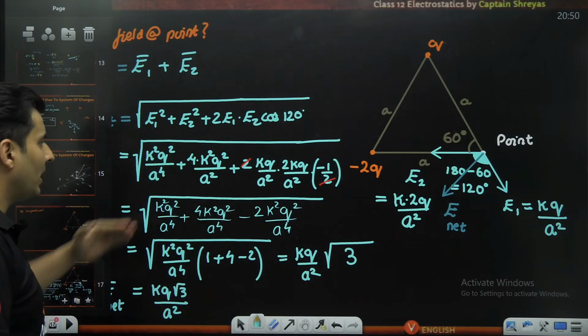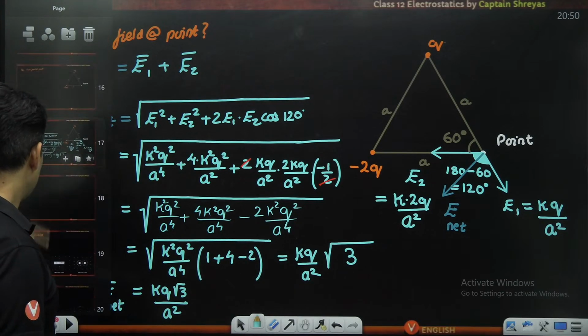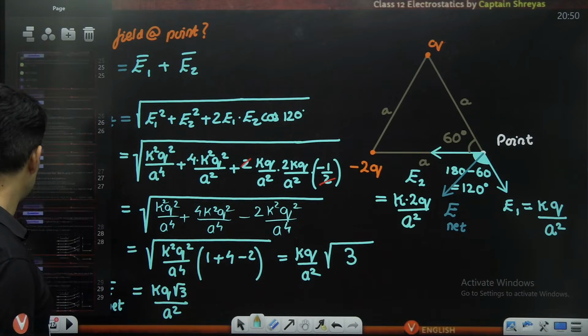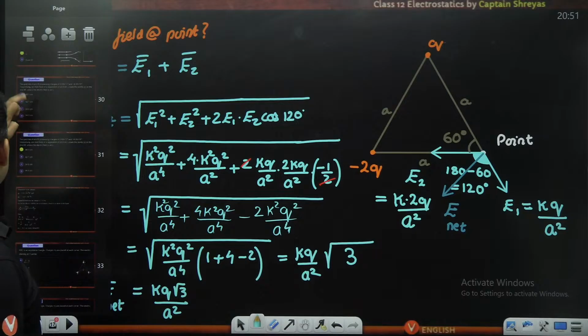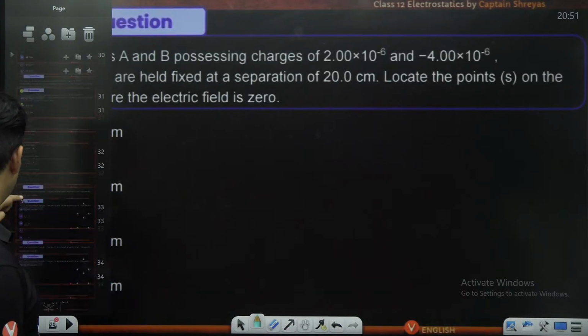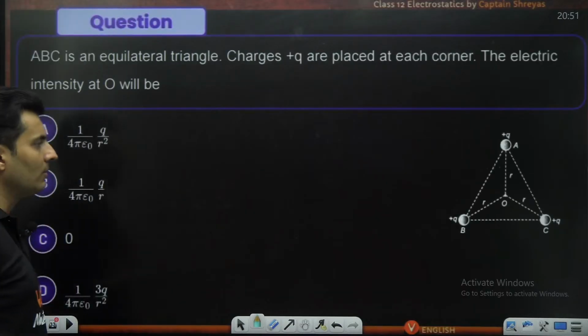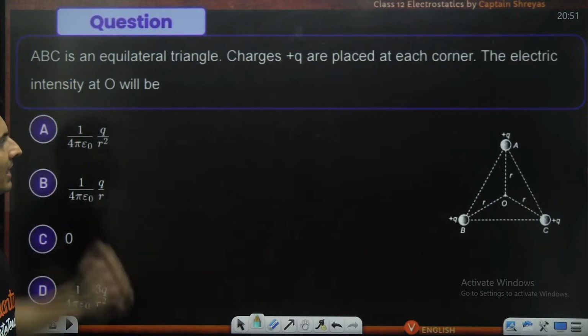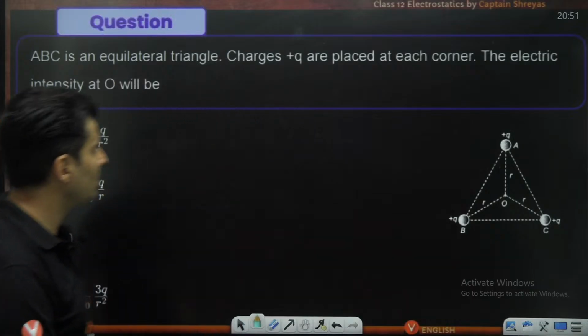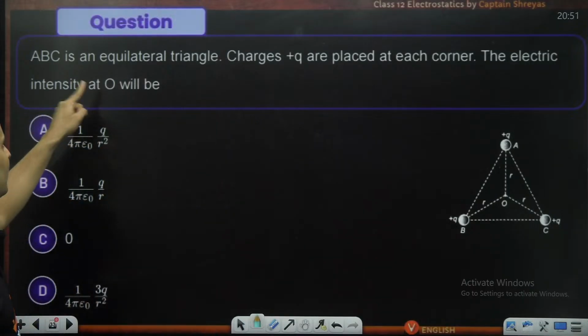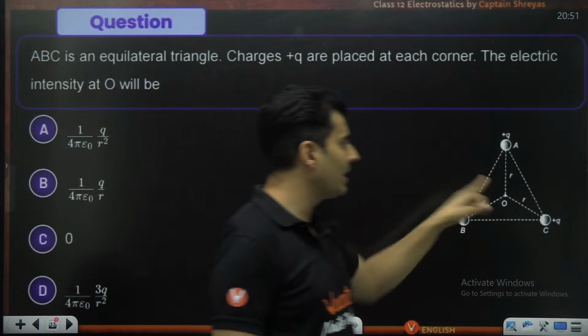So this is how you can apply the superposition principle. Maybe we have a question on superposition. Let's have a look at it. Yes, we have. Let's solve this first. ABC is an equilateral triangle. Charges Q, Q, Q are placed on the vertices of the triangle. Then the question is, what is the electric field intensity at point O?